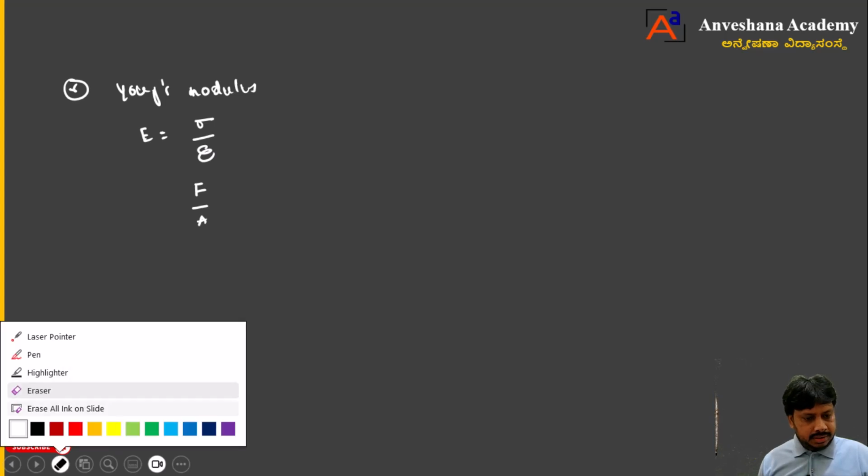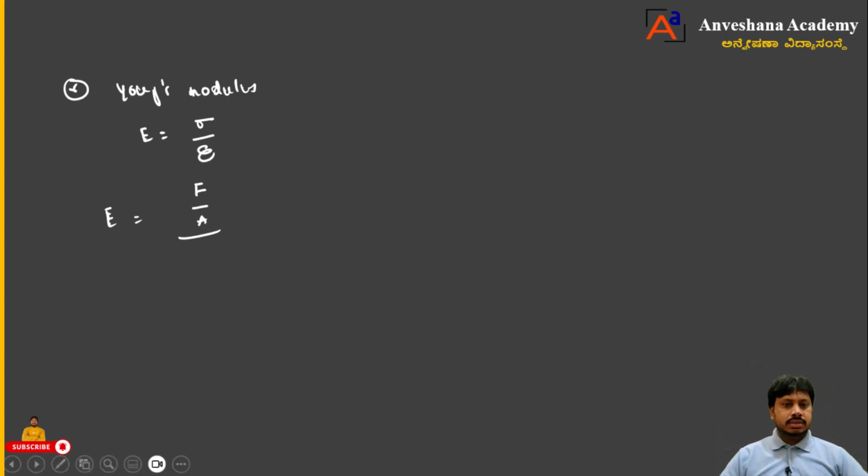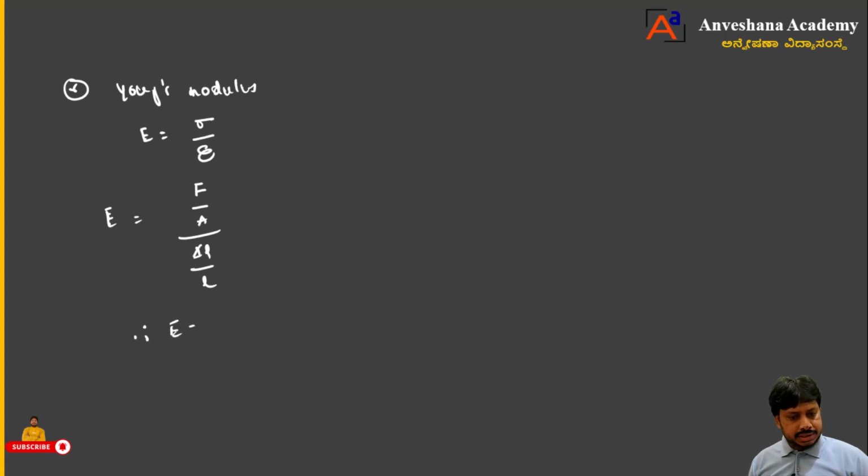Therefore, I can write here, Young's modulus is equal to F divided by A divided by what? That is strain, that is the change in length to original length, dear students. I will take it here as L. So above equation I can write like this: E is equal to Young's modulus, F divided by A into, I will take into numerator, L divided by delta L.